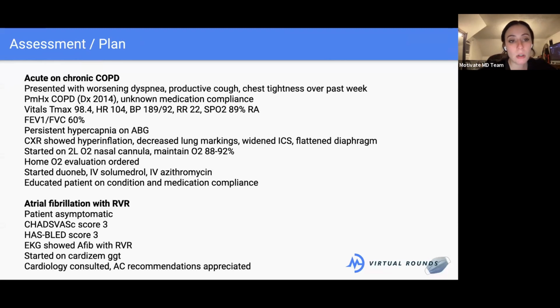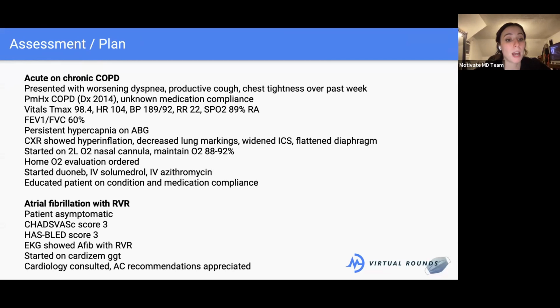He has COPD, he's diagnosed, but he's having an acute exacerbation of it right now. So he presented with worsening dyspnea, productive cough, chest tightness over the past week, past medical history of COPD, diagnosed in 2014, no medication compliance. We'll write his vitals, his FEV1 over FVC, persistent hypercapnia on ABG.